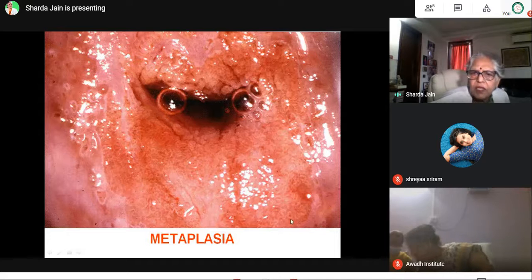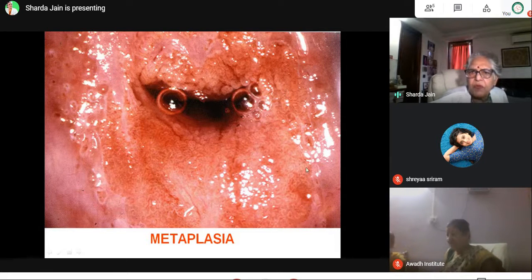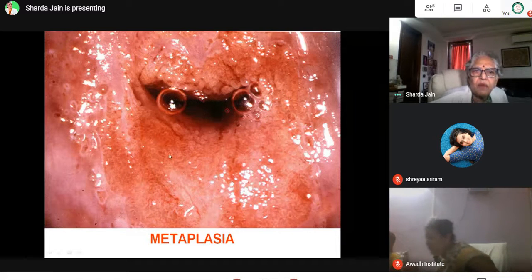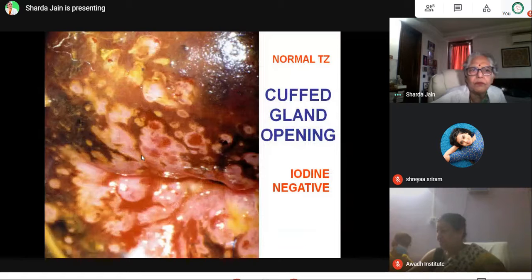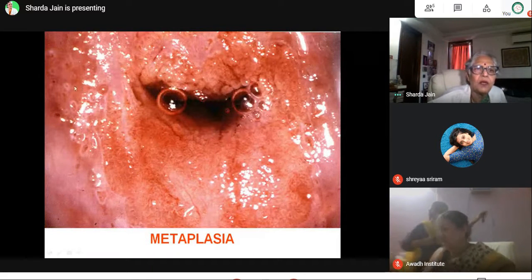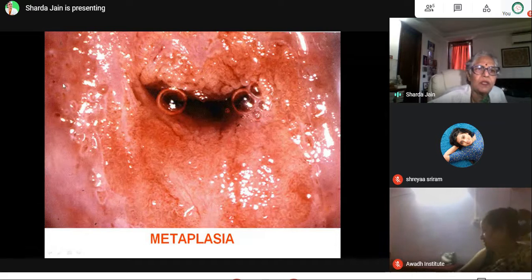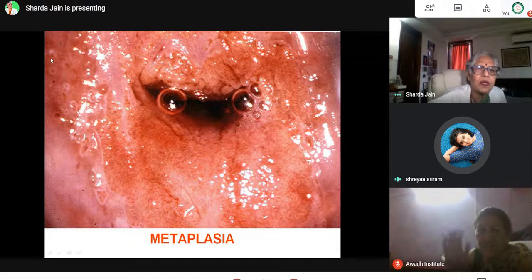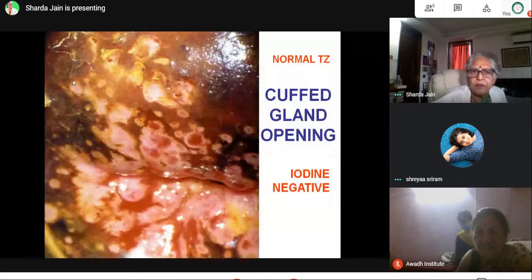You can see here all these gland openings, very beautifully seen. Dr. Shreya, Dr. Shakuntala, these are all glands. You can all see the glands. This is a highly magnified view.